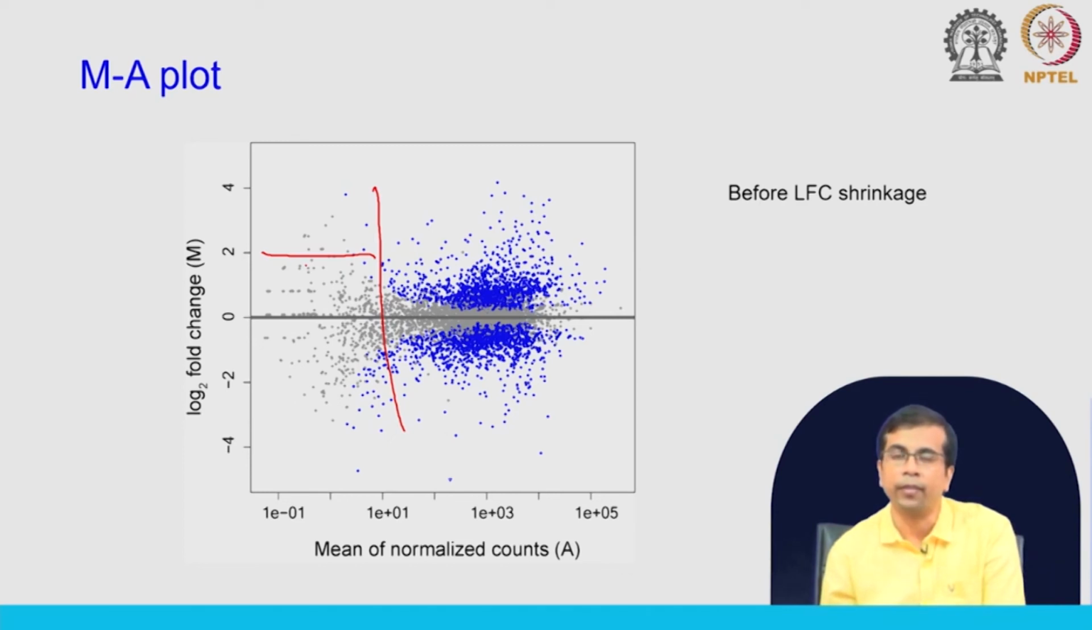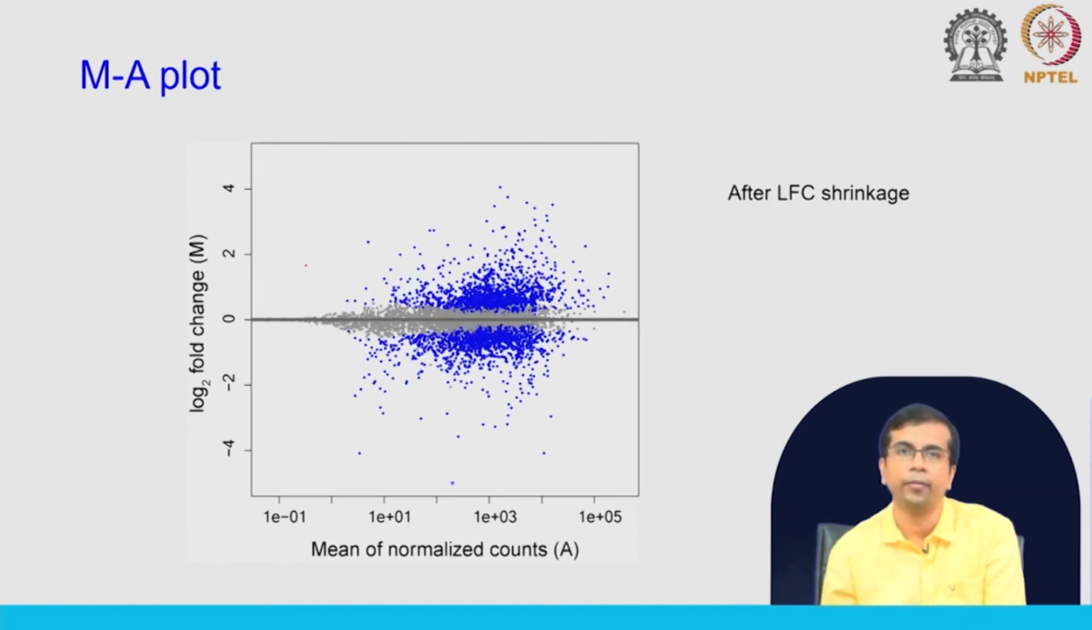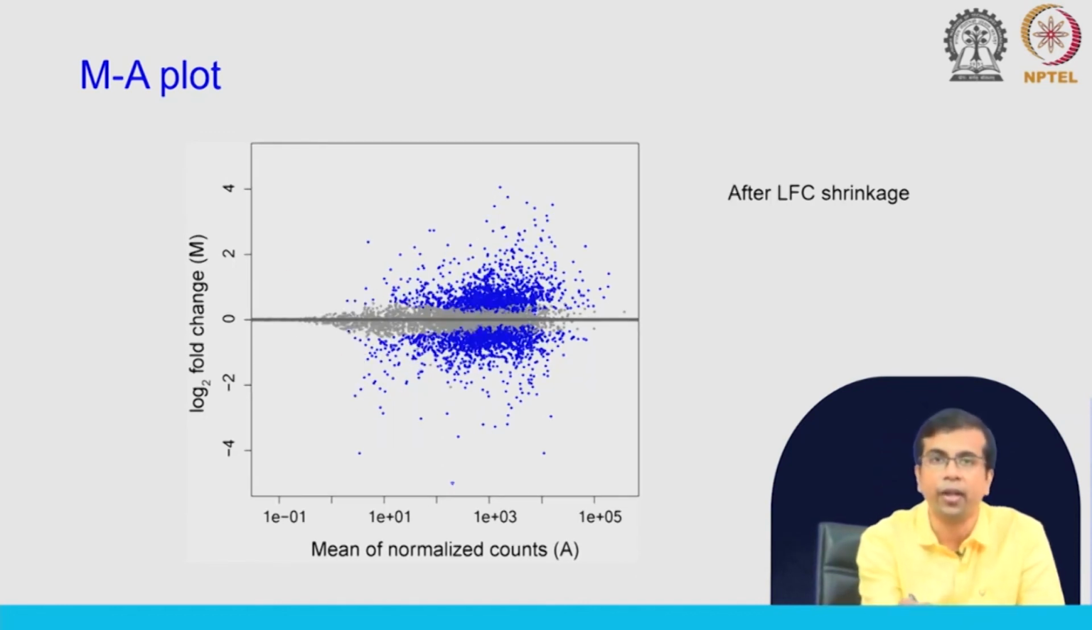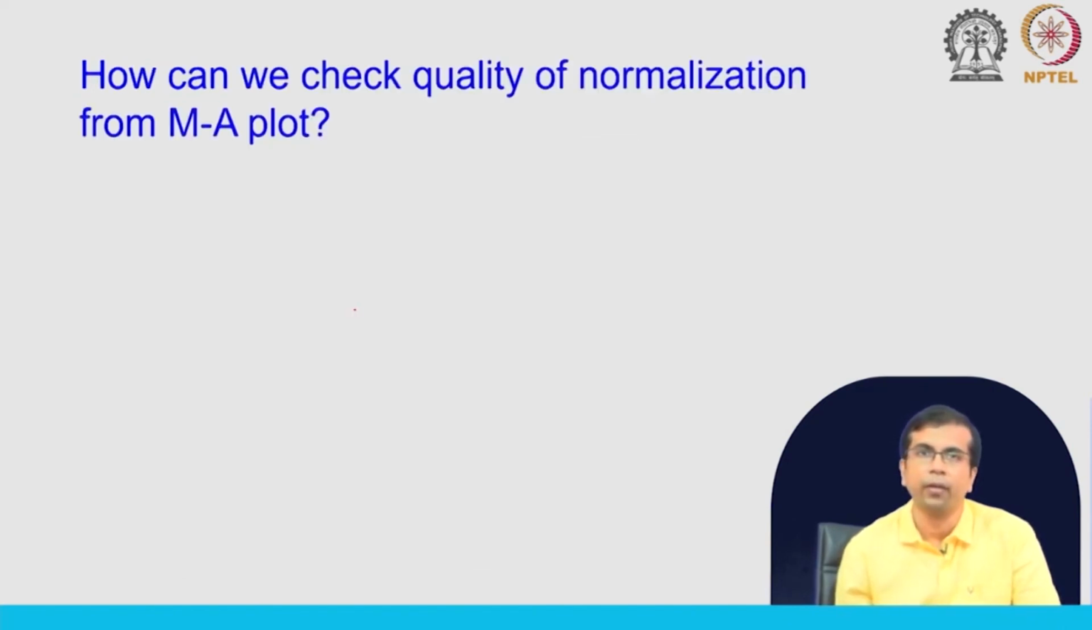So, what LFC shrinkage does is shrink these LFC values, because they are highly variable. It uses an empirical Bayes based method to shrink these values, okay. And what you see is that these values have now been shrunk and are kind of close to 0, right. This makes the method very robust, because we are taking this variability into account depending on the number of replicates.